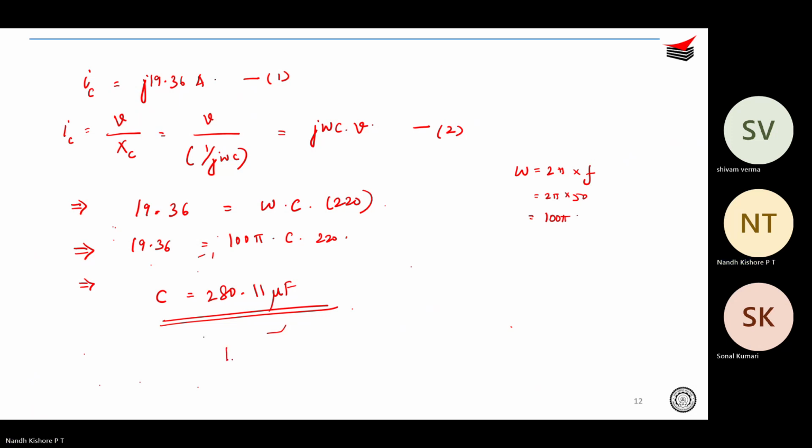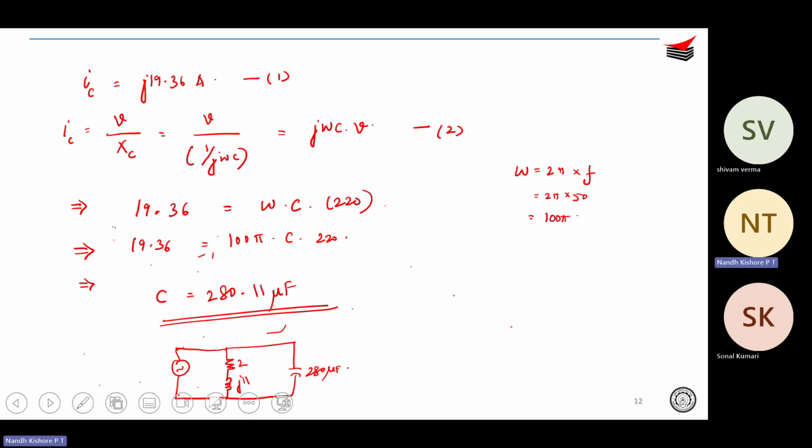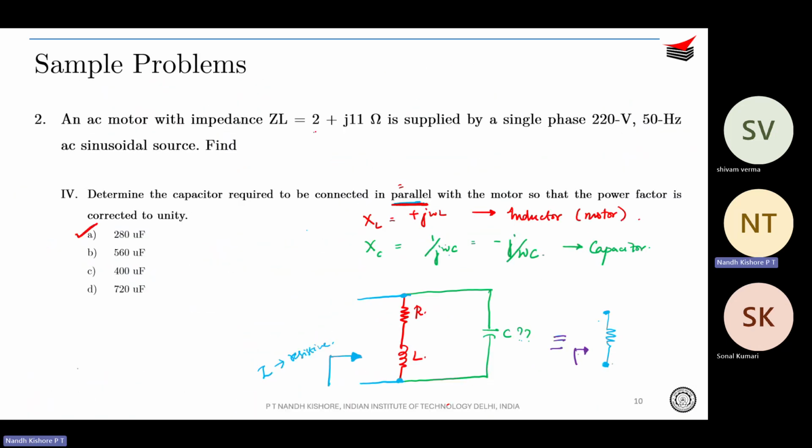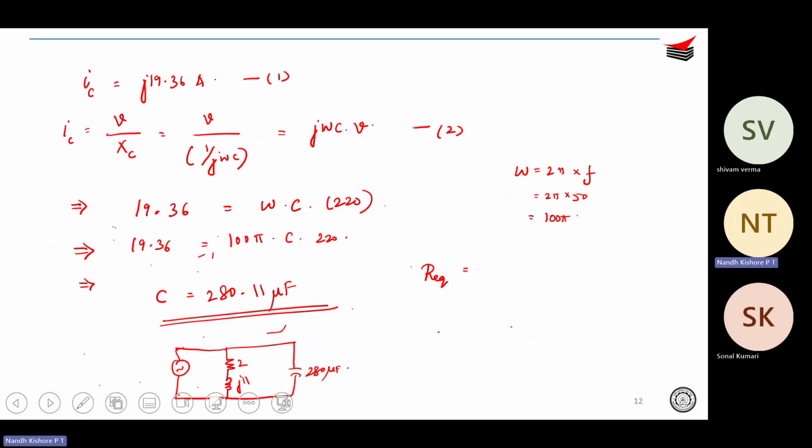Okay. So now your circuit is 2 plus j11 and you have a capacitor over here. The capacitance value is 280 microfarad. This is your overall circuit. And what is the equivalent resistance? Can you tell? What is the R equivalent? R equivalent is not 2. Okay, R equivalent is not 2. R equivalent now needs to be calculated. That is 220 volts divided by the equivalent current.